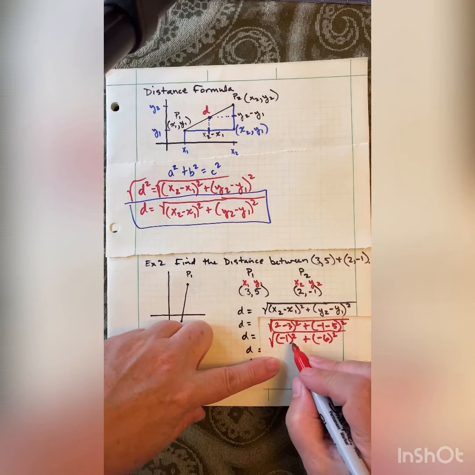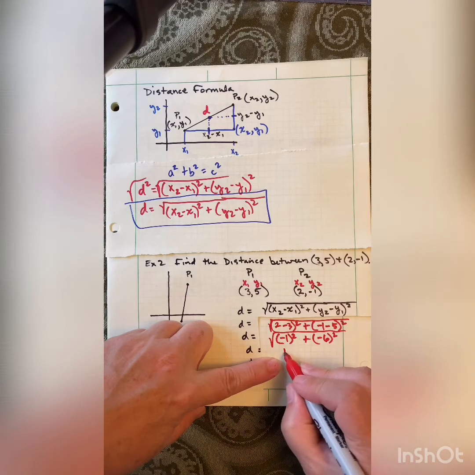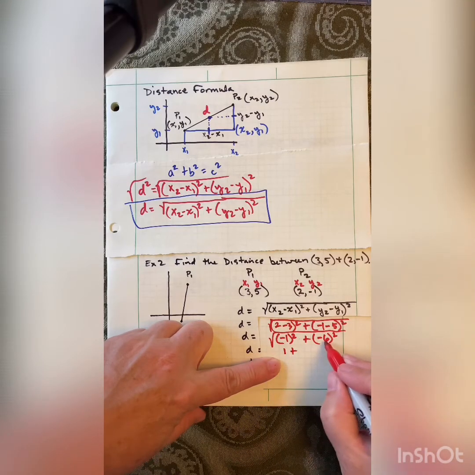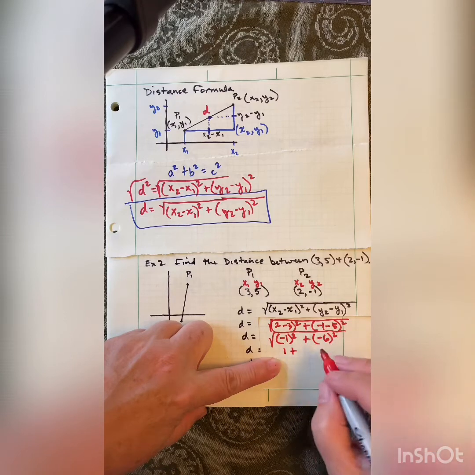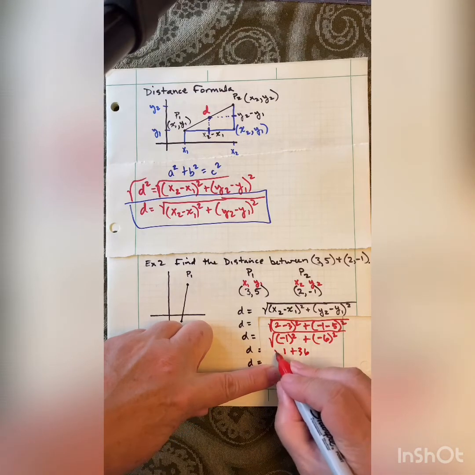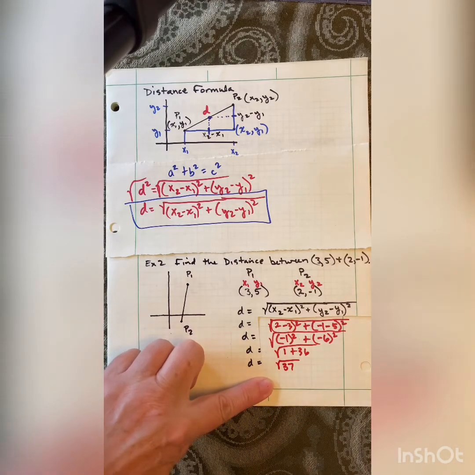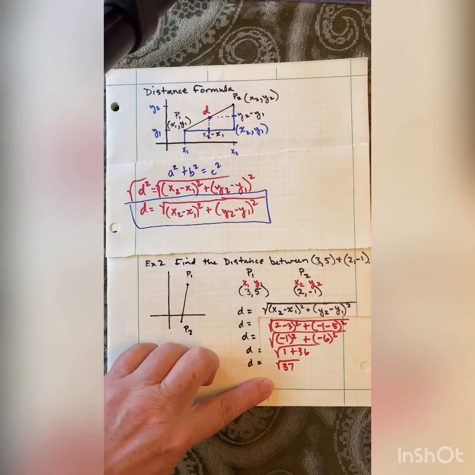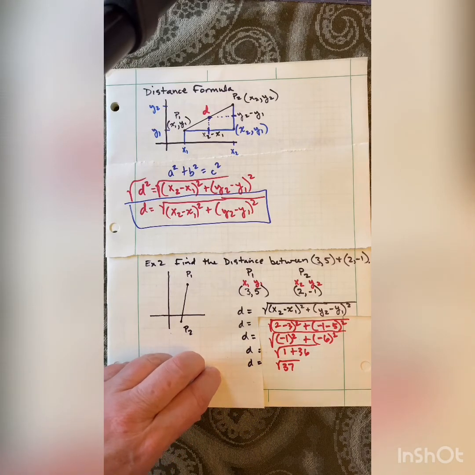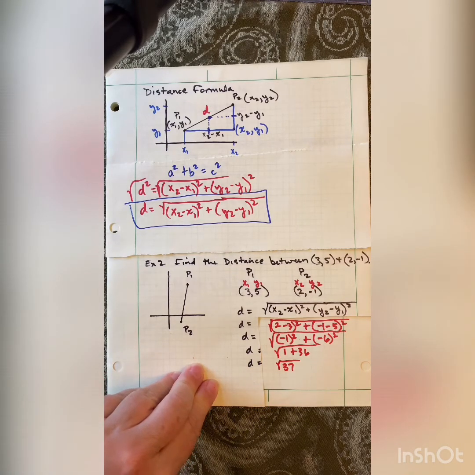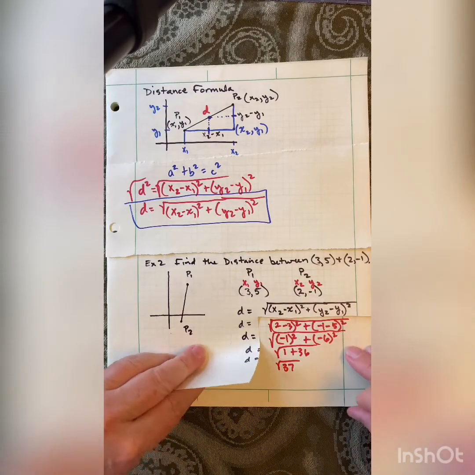So negative 1 squared gives me a 1. Negative 6 squared gives me a 36. Okay. That gives me a square root of 37. There is nothing I can do with that square root of 37. So that is it, okay, on that one.